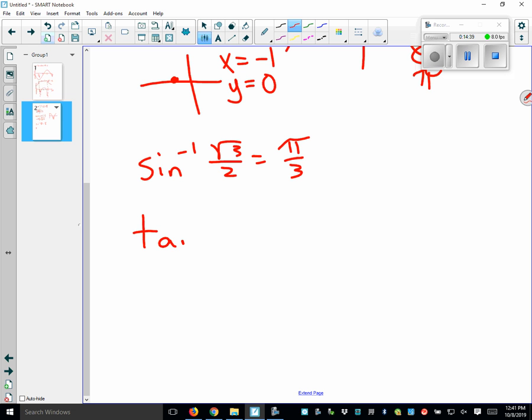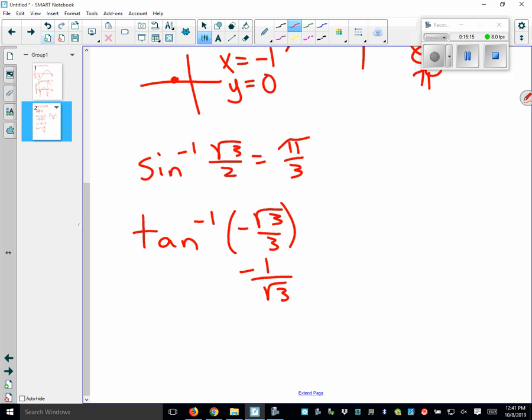What about this one? Oh my gosh, I forgot. Negative 11 pi over 6? No. It's negative 1 over radical 3, or negative radical 3 over 3, same thing as that? Yes.